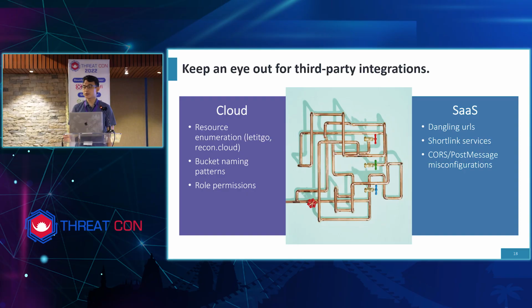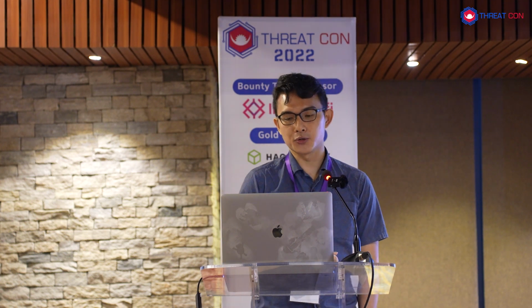And the third thing is software as a service. So dangling URLs, short link services. I know people who love exploiting short link services because by definition, you're supposed to generate a short link, so it's a very small search space. You can just brute force that really quickly, and that might give you some information disclosure.